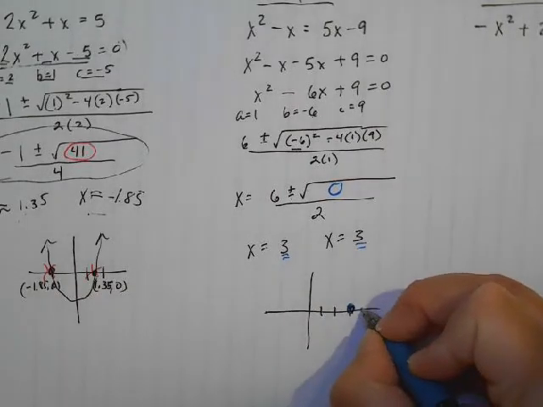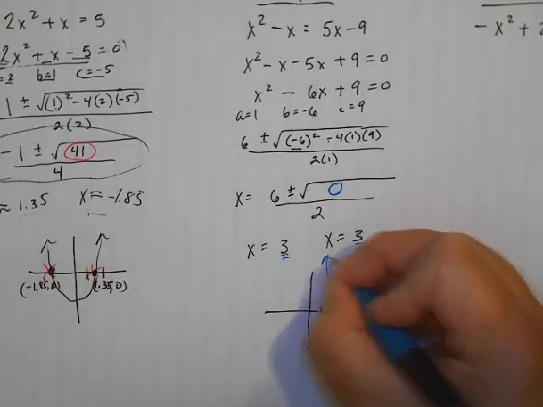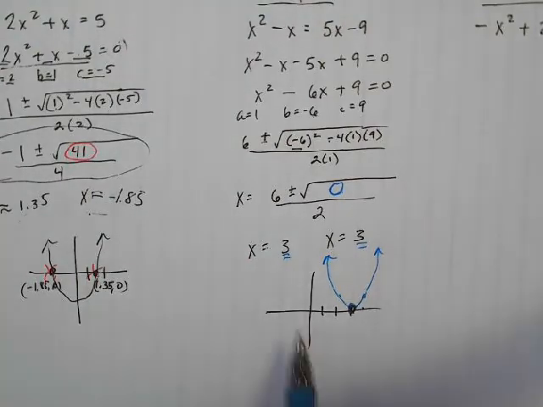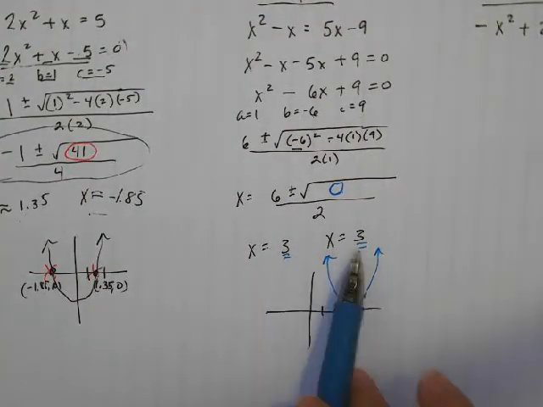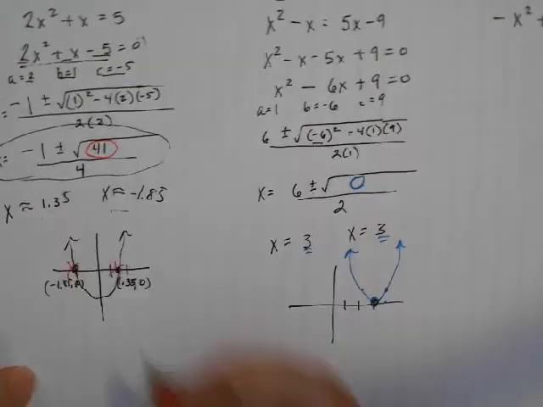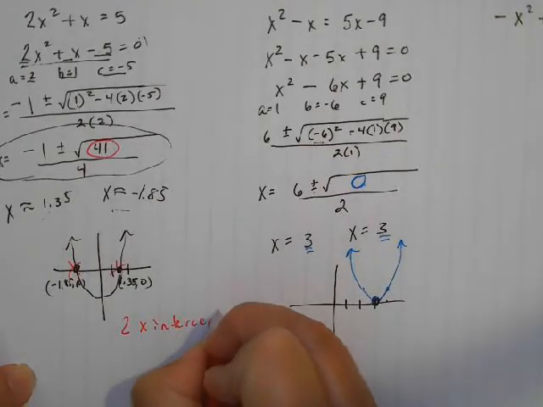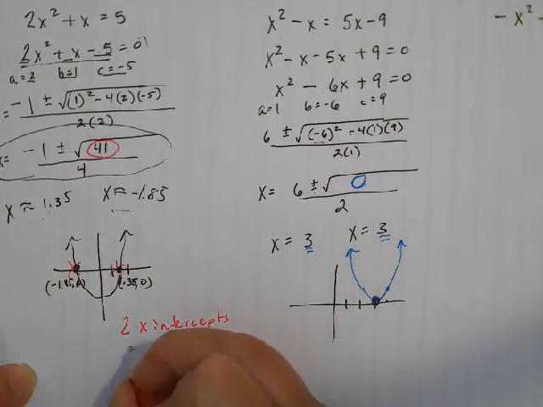And then it's going to go over 1, up 1, and so on. So here I got two solutions, but the two solutions just happen to be the same number. So what happened on the left side is I had two x-intercepts, and they were both real numbers.